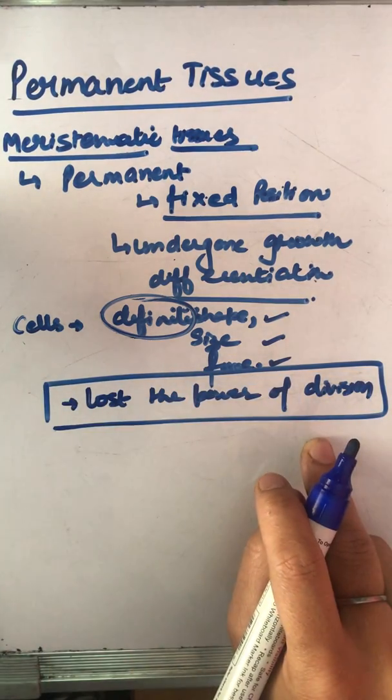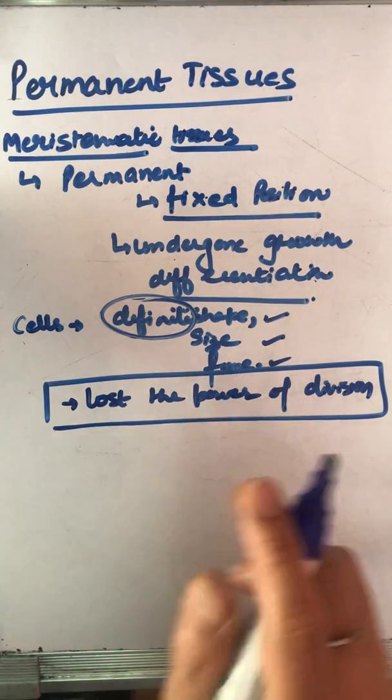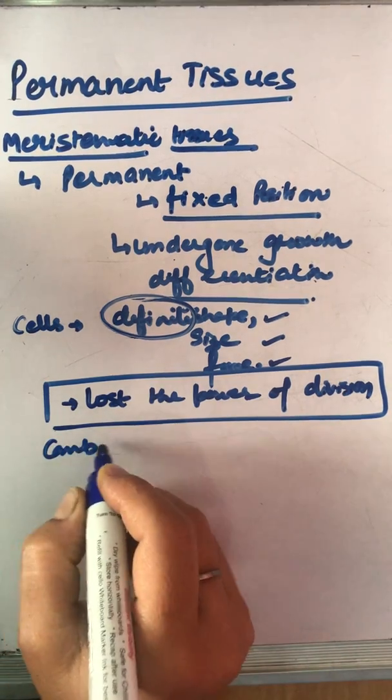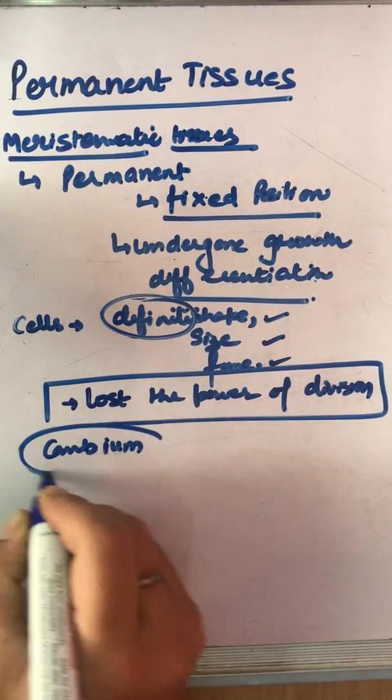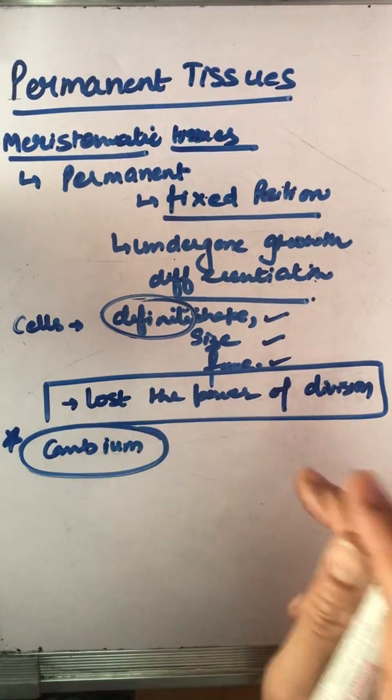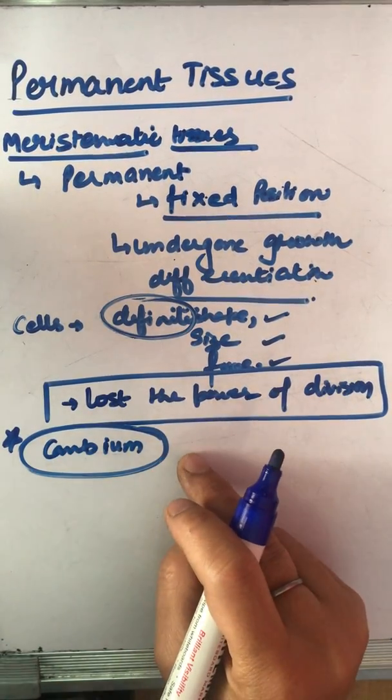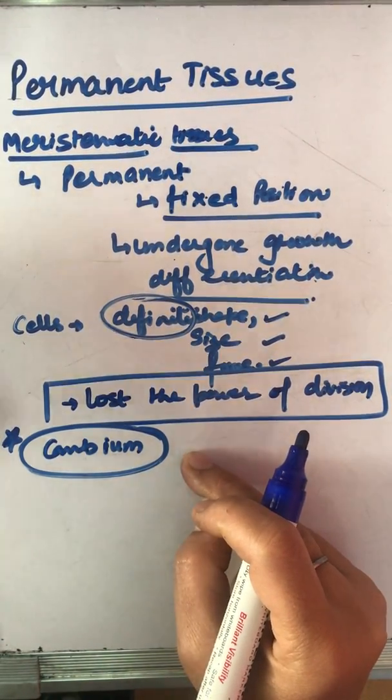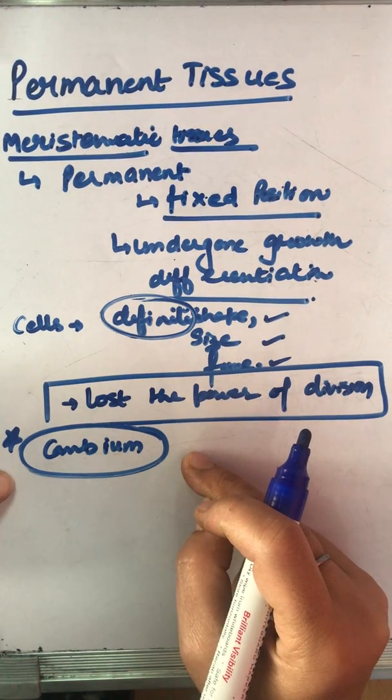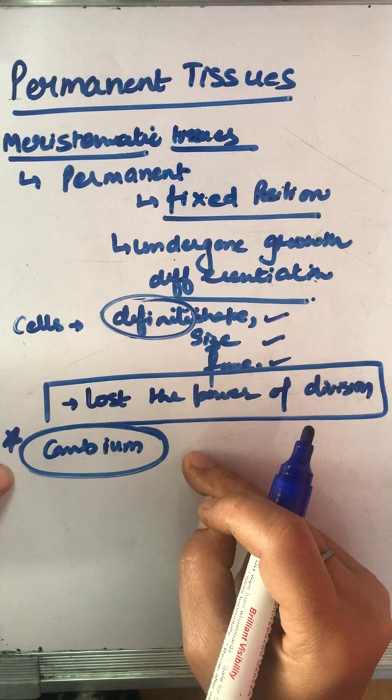There is an exception, and the exception is cambium tissue. We will discuss that also. What is that cambium tissue? It only retains its power of division. These are specialized structures which help in secondary growth. Secondary growth, what is that, son?